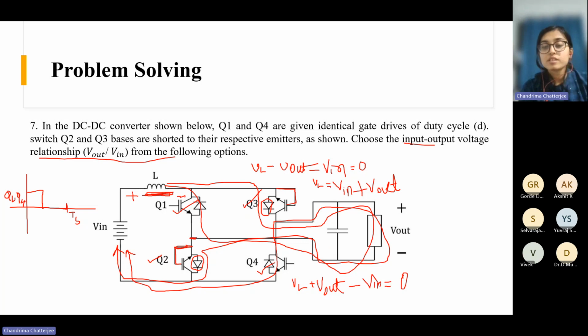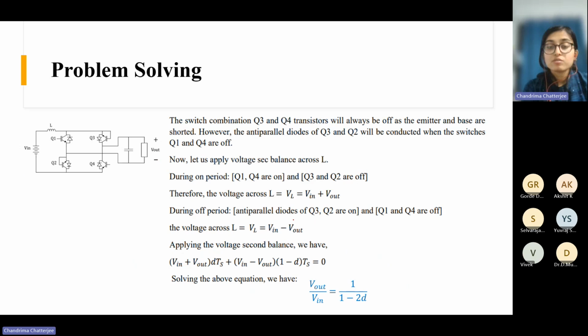Now what you need to do is simply apply volt second balance. Okay. So I have described this, the process that I told you here. So if you apply the volt second here, you will get the ratio V out by V in, this one. Okay. So 1 by 1 minus 2t you will get.